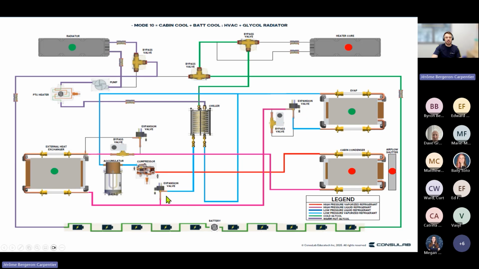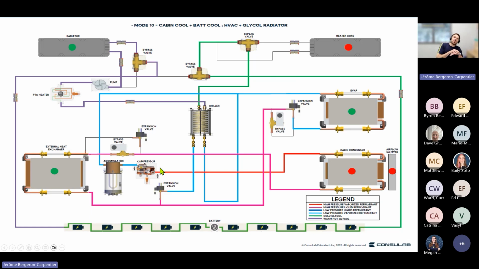So we're going to have the TXV working. So the chiller is going to have some low refrigerant, so we're going to be able to cool down the coolant. But here we also have the expansion valve working in parallel. So we're going to have some low side from the evap with some airflow, so we're going to be able to cool down the cabin and go back to the compressor.